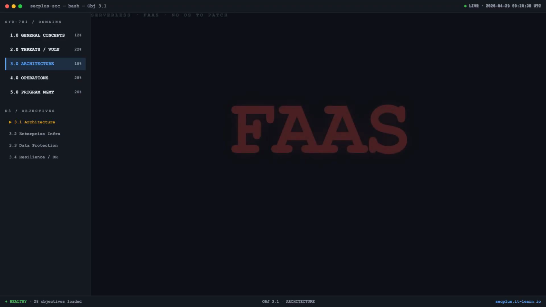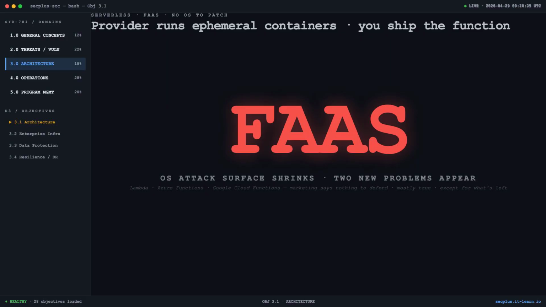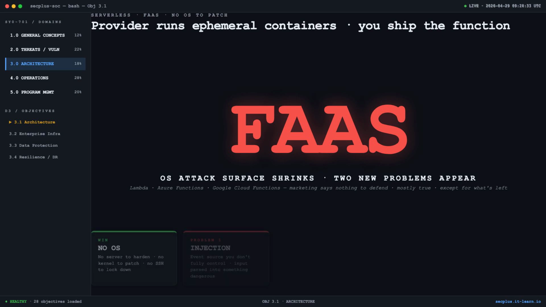The marketing pitch is, you have nothing to defend. Mostly true. Your OS attack surface really does shrink. What you traded for it is 2 new problems. Function injection, same as application layer injection in any traditional app, except now your function might pull from an event source you do not fully control, and the input gets parsed into something dangerous.